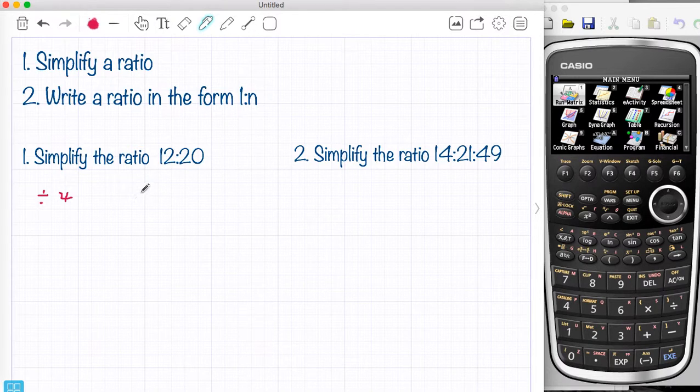So when I divide this by 4, I get 3. When I divide this one by 4, I get 5. These two numbers are whole numbers or integers. So let's just do another one.